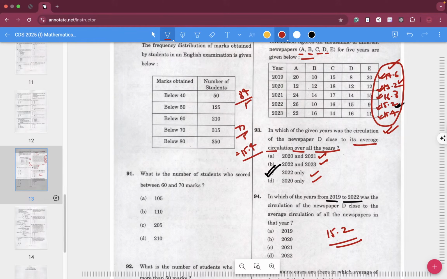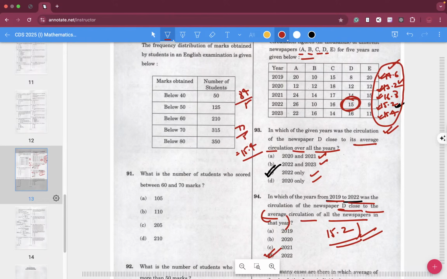So, in which year from 2019 to 2022 was the circulation of newspaper D close to the average circulation of all the newspapers in that year? It is 15.2. So which value for D is closest to 15.2? You have only this particular value over here. So for question number 94 we will go ahead with D as the answer.